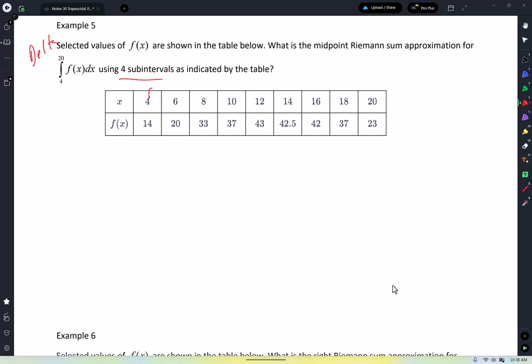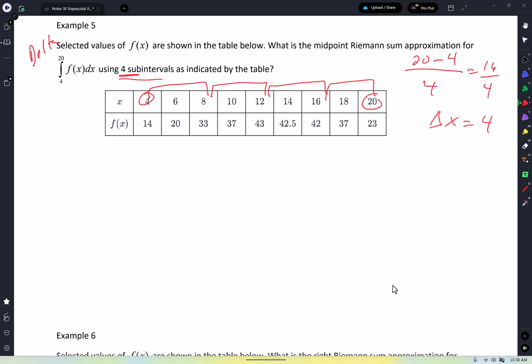From 4 to 8, that's my first rectangle. 8 to 12, that's your second rectangle. 12 to 16, that's your third rectangle. 16 to 20, that's your fourth rectangle. All of them have a delta x of 4. Do you guys see that? No? Because they told me to use 4 subintervals. So 20 minus 4, the upper minus lower, divided by 4. So 16 over 4. So your delta x of each rectangle is 4.